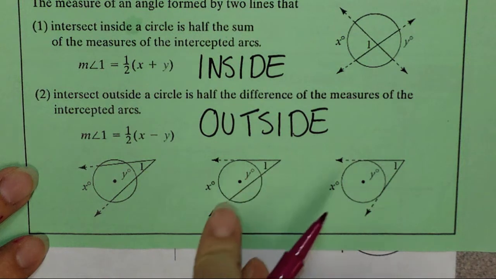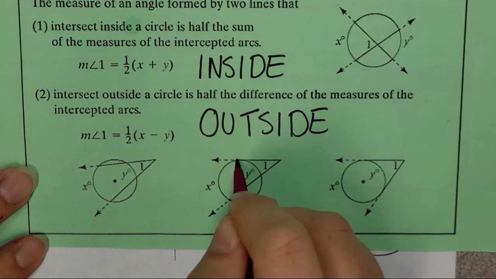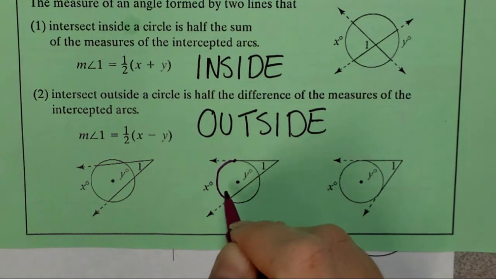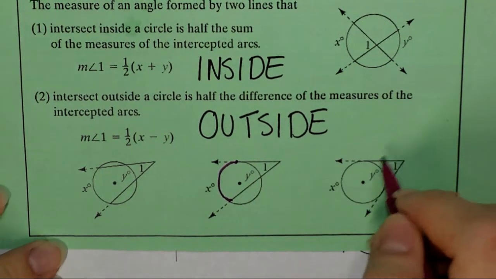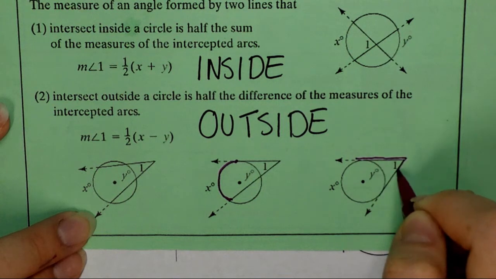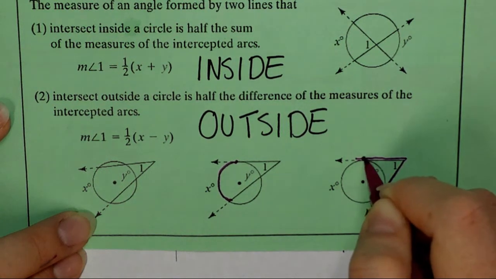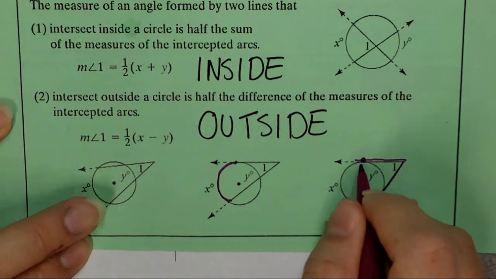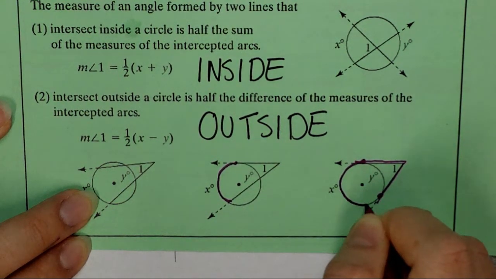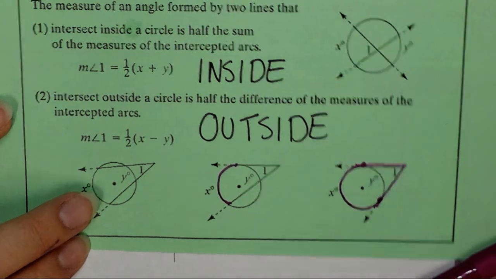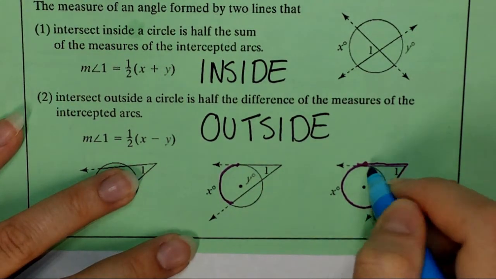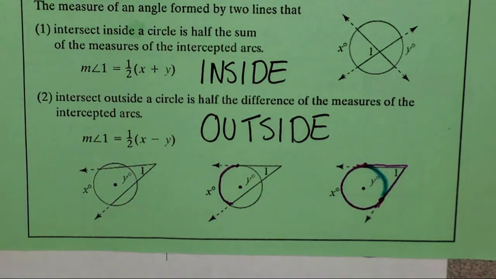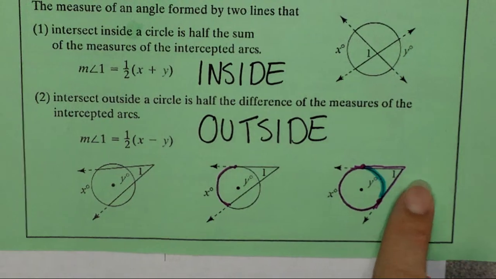Here we have a tangent and a secant. Here's our larger arc. Y is our smaller one, and those are in between. Here we have two tangent lines. So with these two tangent lines, these arcs are going to make up the whole circle. X is the major arc, and Y is the minor arc. And we subtract those and divide by 2 to get this outside angle.